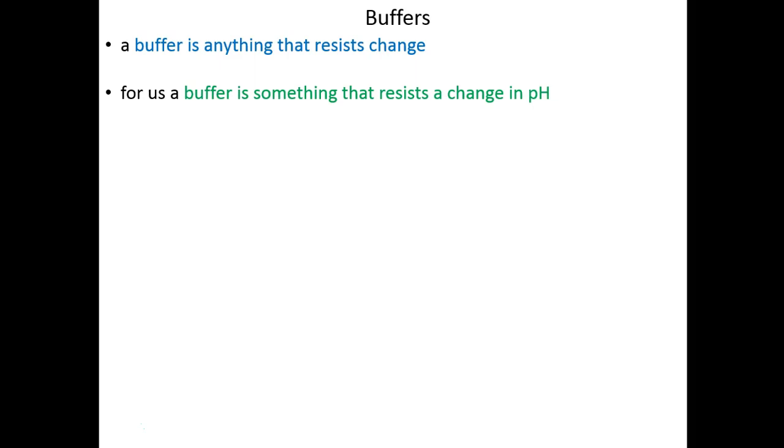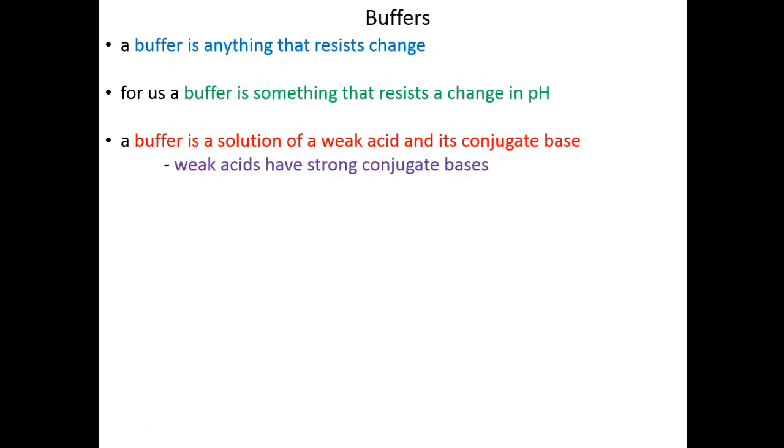So biochemical buffers typically stop pH changes from occurring. The way that you make a buffer is pretty simple. It's just a solution of a weak acid and its conjugate base. That's all you need to make a buffer. Have a weak acid and it's somewhat dissociated, so some of that acid has given up its proton and become a conjugate base. Weak acids have strong conjugate bases. That shouldn't surprise us. That makes some common sense.